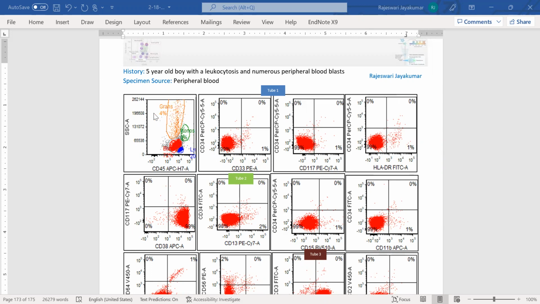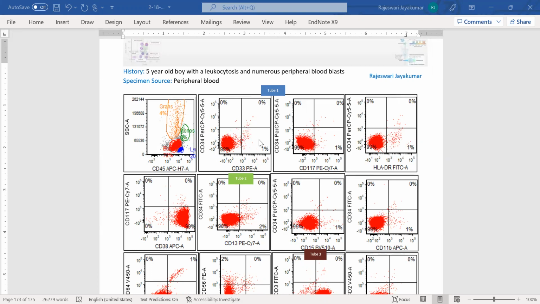And we see a scant population of granulocytes here because the entire peripheral blood is largely replaced by a large number of blasts, which account for 72% of the cells analyzed here. And they sit at the blast gate, which is indicated by dim CD45 and low side scatter. Now let's follow through the blasts to look at what is the phenotypic expression.